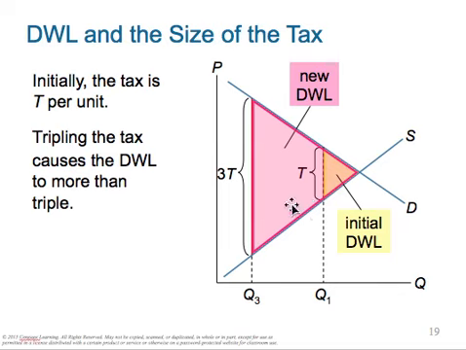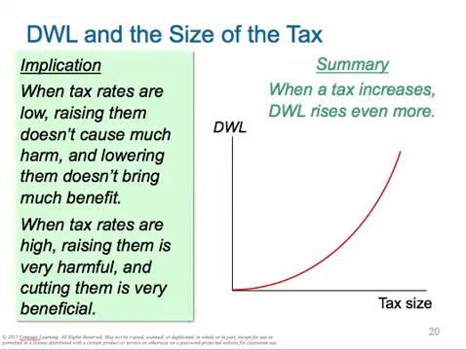Now, let's look at tripling the tax, which causes the deadweight loss to more than triple. So you triple the tax from here. Remember, we doubled it in the previous slide. Look at this gigantic deadweight loss. This new deadweight loss is 9 times the initial deadweight loss, even though the tax is only 3 times larger. So expect exponential increases in deadweight loss compared to the increases in taxes. Kind of a big deal. So, deadweight loss and the size of the tax.